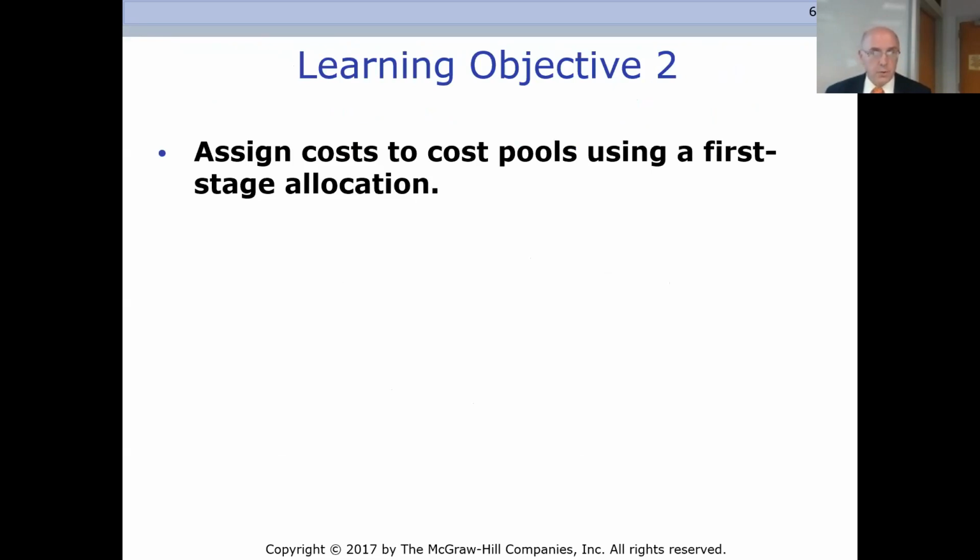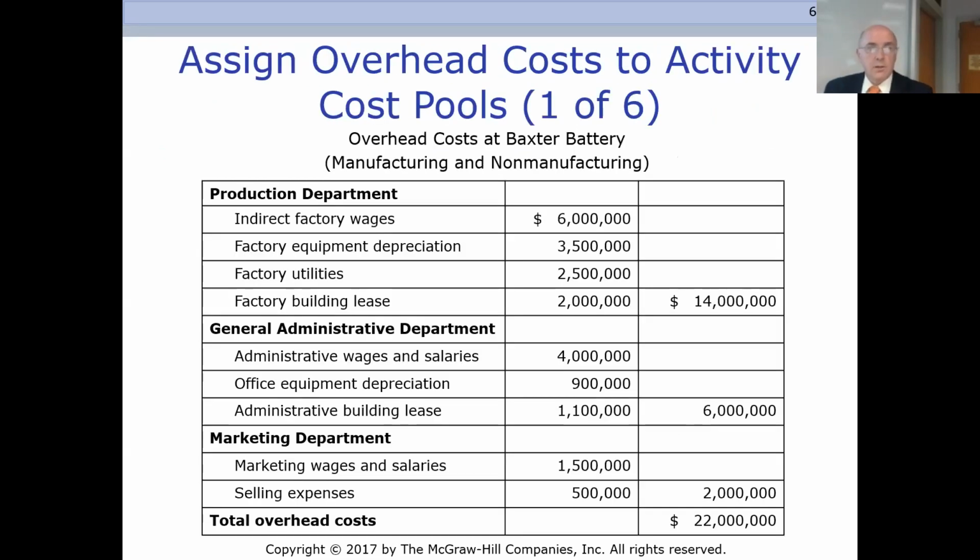Assign cost to cost pools using a first stage allocation. So here we have the overhead costs, indirect factory wages, factory equipment, and so forth. Then general administrative department, administrative wages and salaries, office equipment, and so forth.